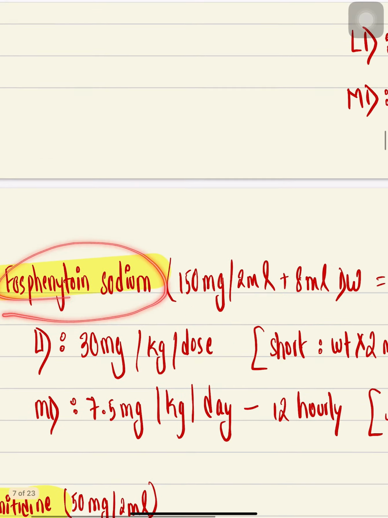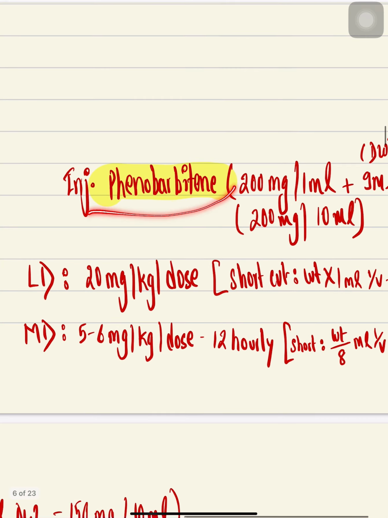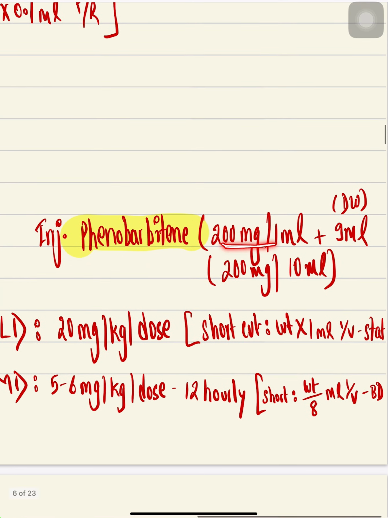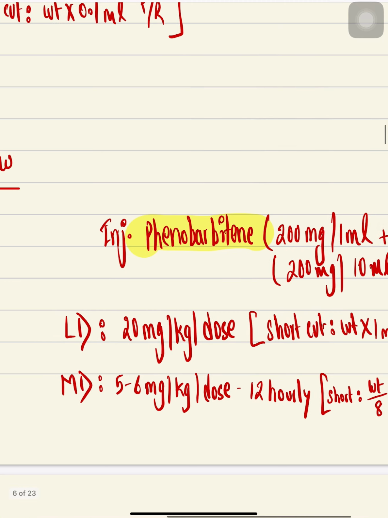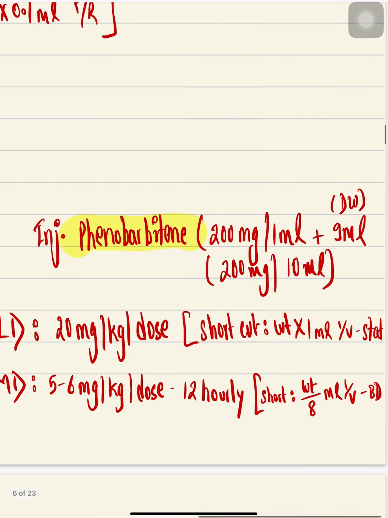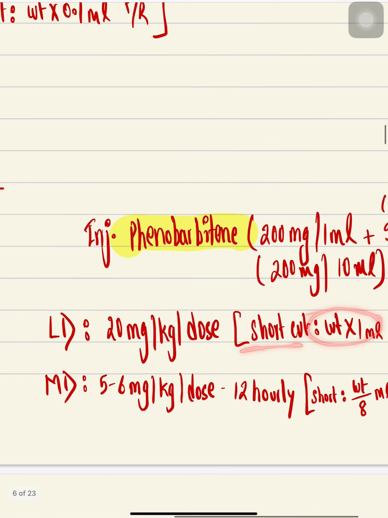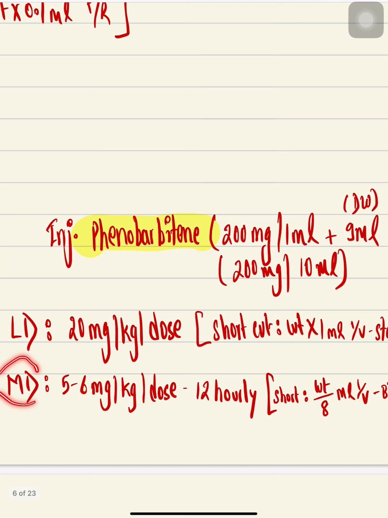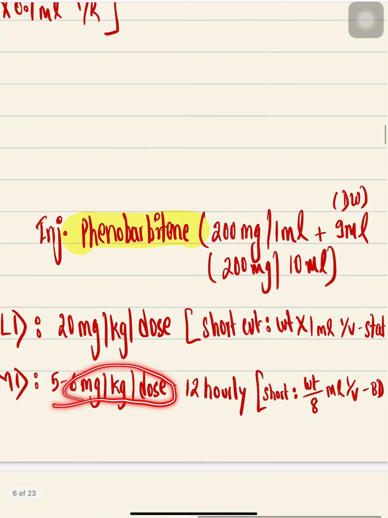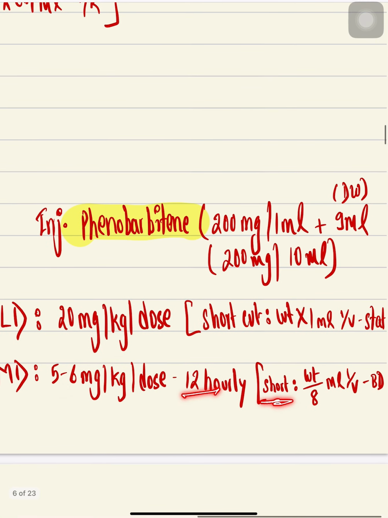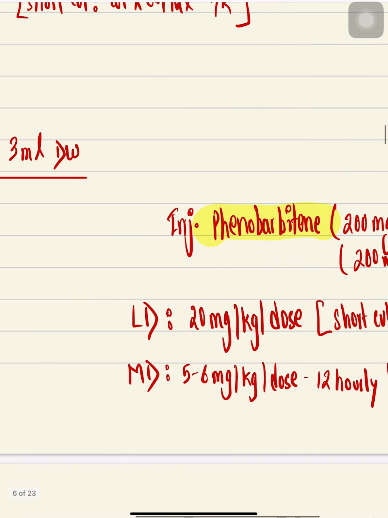Injection phenobarbital 200 mg over 1 ml. We mix with 9 ml distilled water and it becomes 200 mg over 10 ml. The loading dose is 20 mg per kg per dose. Shortcut is weight into 1. Stat is given. And maintenance dose is 5 to 6 mg per kg per dose, 12 hourly. Shortcut is weight divided by 8. It is given PO.